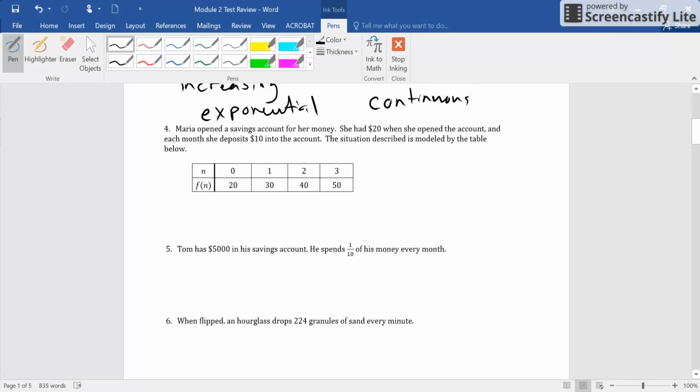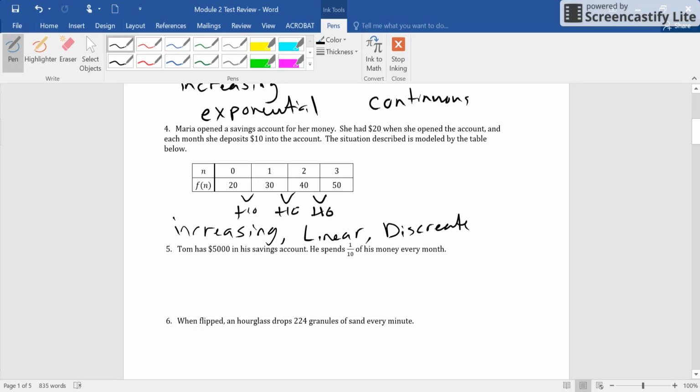Okay, we're going to open a savings account with her money. She had $20 when I opened the account, and each month she deposits 10. The situation described is modeled here. Okay, so again, she adds 10. So since she adds 10, that's increasing. Since it's plus, it is linear. And since it's a table and she just does 10 at the end of every month, at 2.5 months, she doesn't have 45 in there. So it's also discrete.